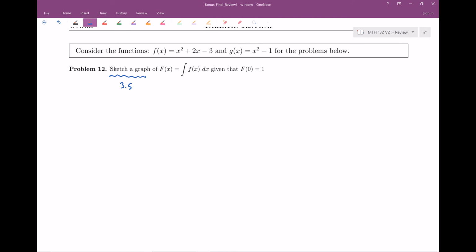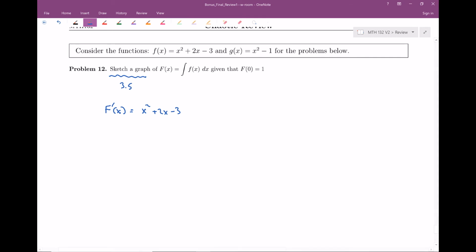Let's try to identify some of the increasing, decreasing, concave up, concave down stuff. I'm going to calculate the derivative of capital F. Remember, this is an antiderivative, so if you take the derivative of the antiderivative, you should get back to where you started. This is really the first fundamental theorem of calculus, or even before that, just the definition of the antiderivative. So if I take the derivative here, I should get back to x squared plus 2x minus 3, because this is notation that means the antiderivative. There is my derivative.